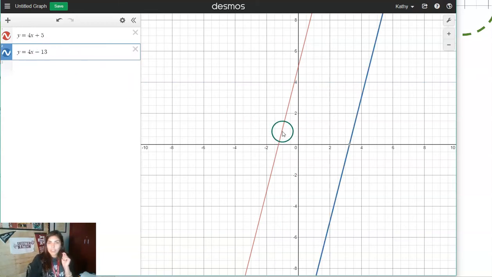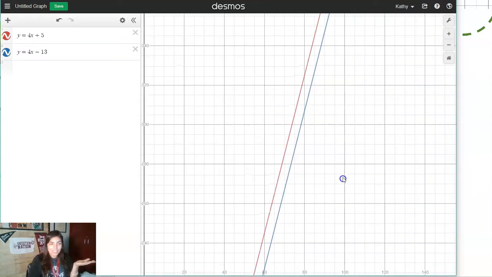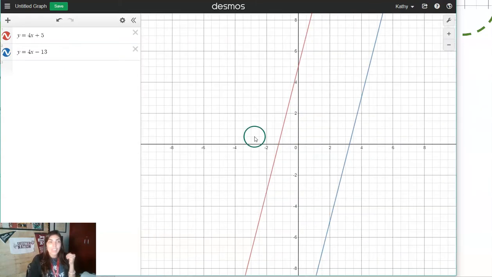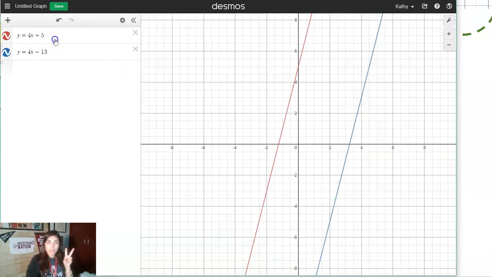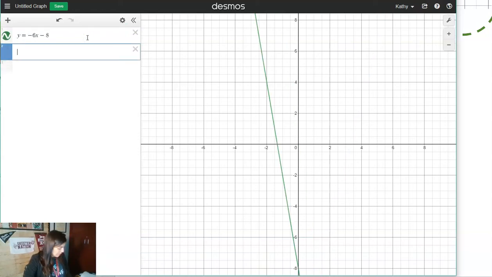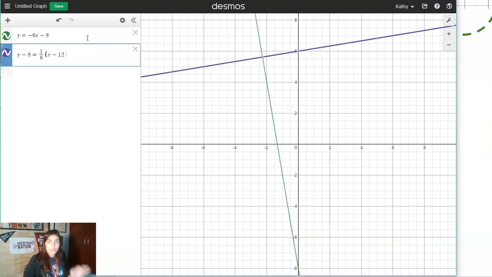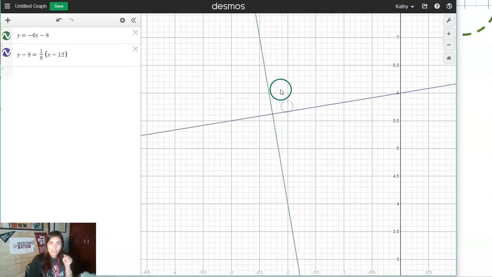Do you see visually that these equations, no matter how much I zoom out or move around on this graph, are never going to intersect? That means that they are parallel, which is exactly what we wrote down. Now for number 2, we check that one to make sure we can tell that they're perpendicular. y equals -6x minus 8 and y minus 8 equals 1/6 times (x minus 12). Do you see that these visually meet at that right angle? They're perpendicular.